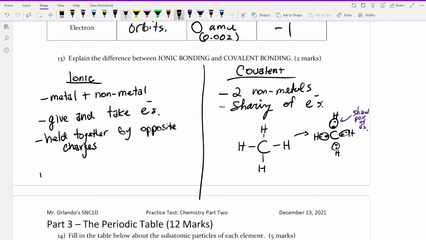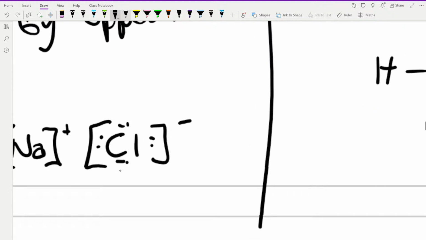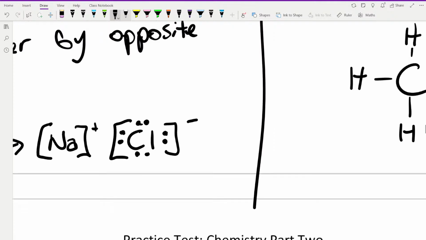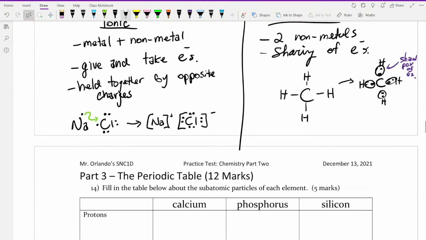Whereas, on the other hand, we can have here a giving and taking of electrons. So sodium empties its shell out. It's a lot easier for it to lose electrons than to gain them. And chlorine fills its shell up. Both now have charges. The chlorine's negative, the sodium's positive, and that opposite charge holds them together.